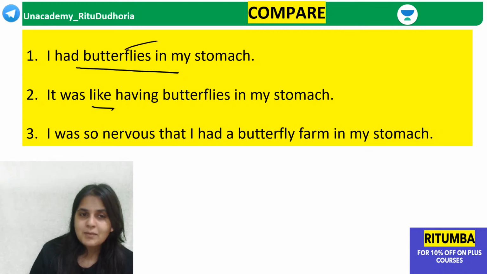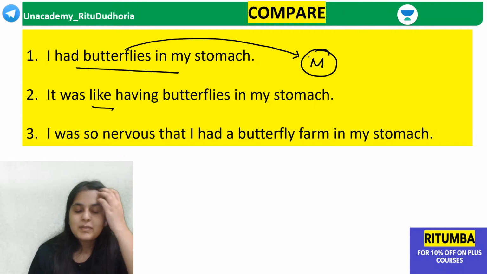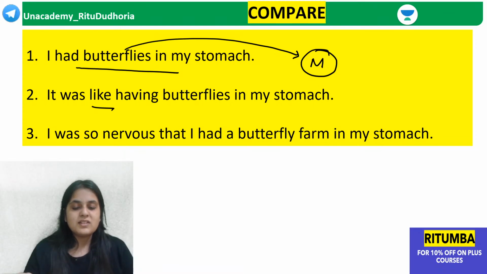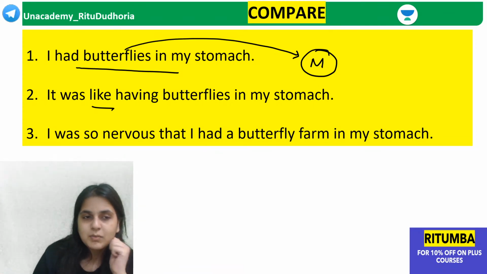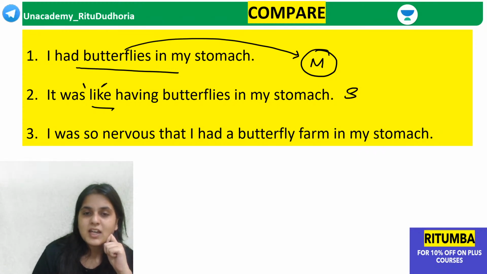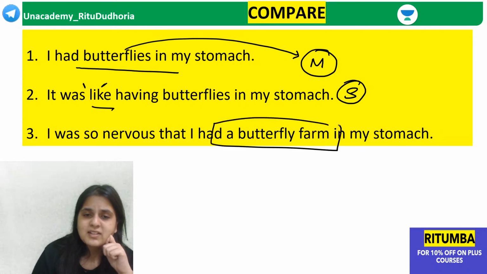So guys, when you say I had butterflies in my stomach, it's basically a metaphor. Correct? It becomes a metaphor here because you're not using like, you're not using as. What do butterflies symbolize? A lot of nervousness, a lot of anxiety, a lot of excitement. It was like having butterflies in my stomach. ये क्या हो जाएगा? ये simile हो जाएगा. Correct? I was so nervous that I had a butterfly farm in my stomach.